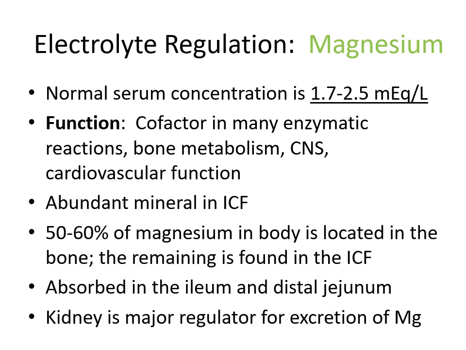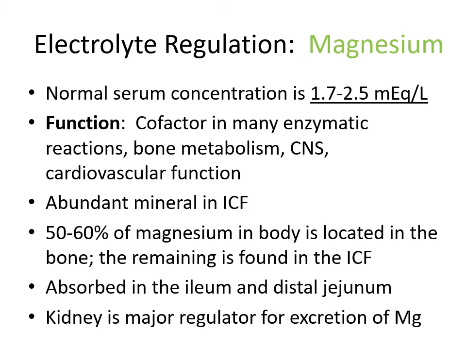Looking at magnesium, the normal serum concentration is 1.7 to 2.5 milliequivalents per liter, and magnesium functions as a cofactor in many enzymatic reactions, bone metabolism, central nervous system, and cardiovascular function. Now, it is found in intracellular fluid, and 50 to 60% of magnesium in the body is located in the bone, with the remaining being found in that intracellular fluid.